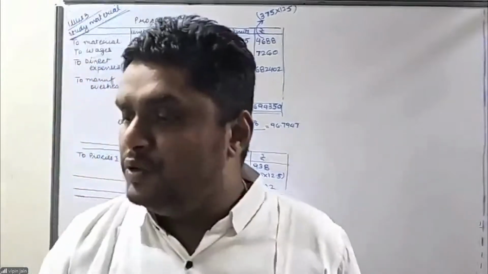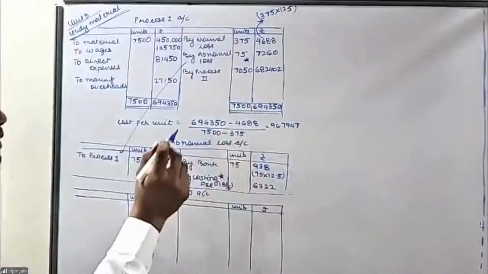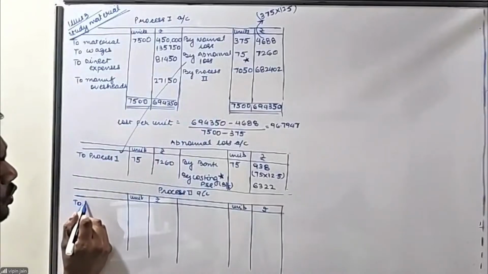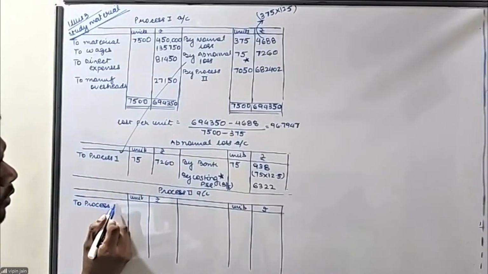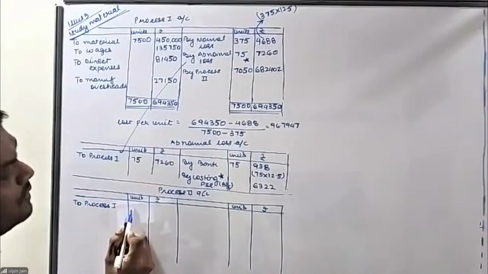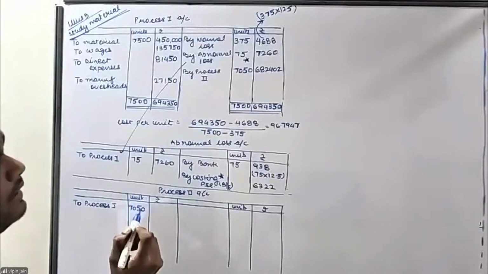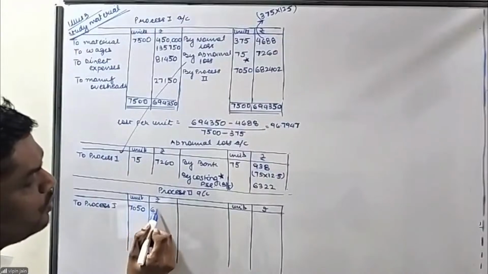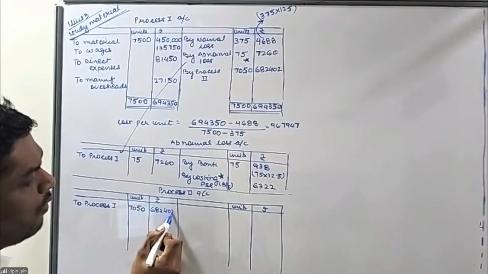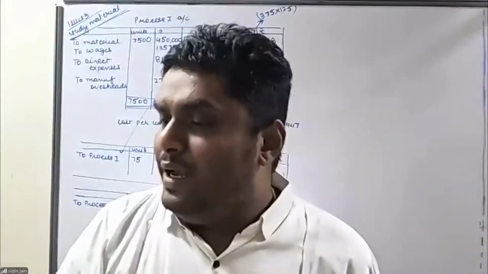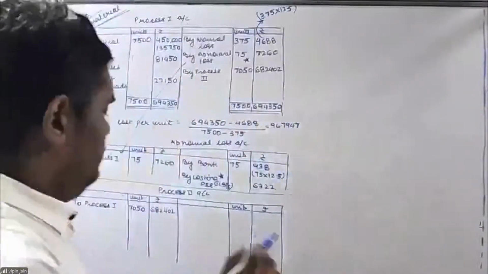So let's start with process second. So the output of process first is transferred to process second. So to process first, 7,050, and here it is 682,402. Further, the wages is 1,29,250.